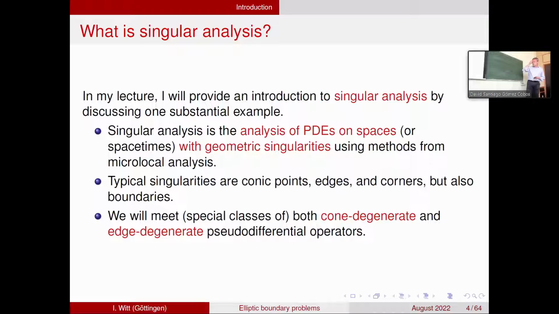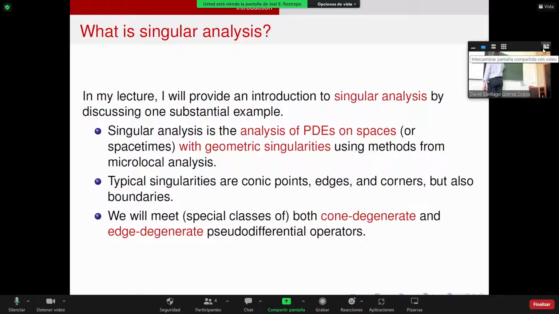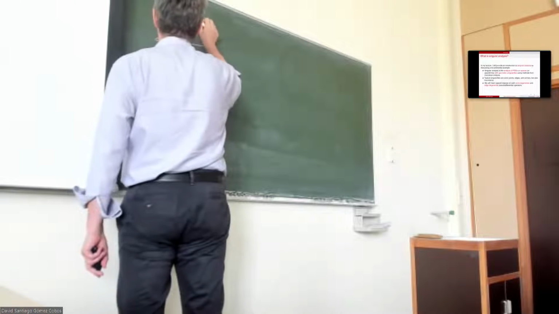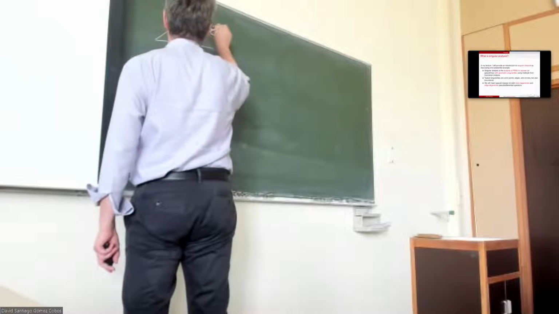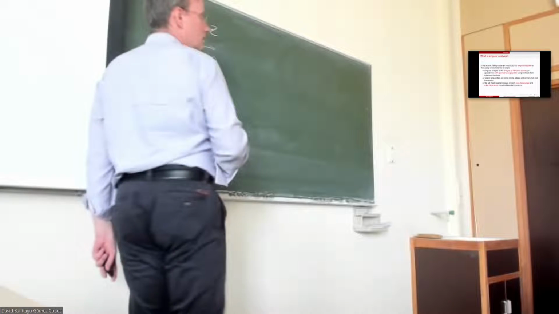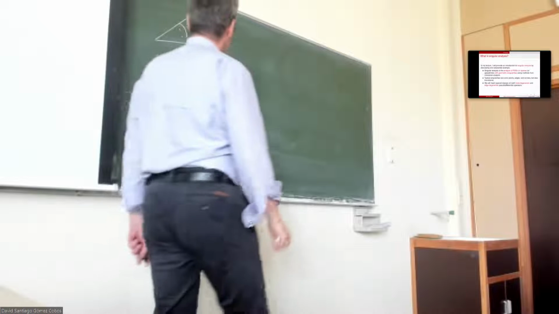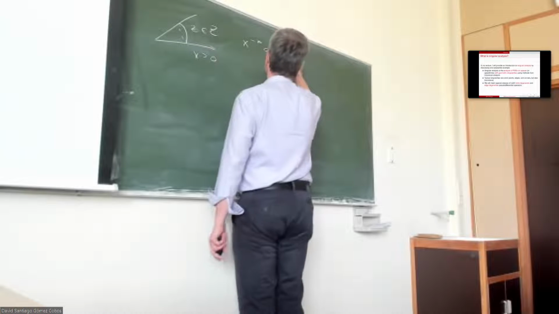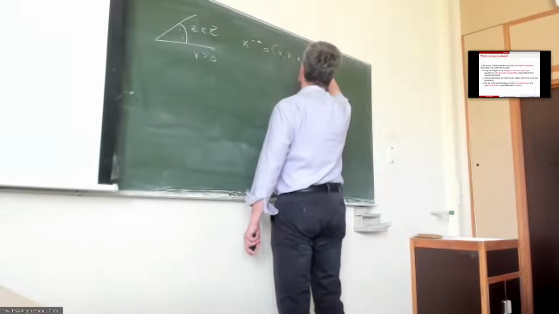Basically, a boundary you will see is a sort of an edge. And so during the course we will meet both cone-degenerate and edge-degenerate operators. So what is a cone? This is briefly explained. If you have a cone, it's something like that. We have here some closed manifold Z, and we have here the radial direction, which is a positive variable x. Then a cone-degenerate operator is of the form x to the minus m times a polynomial in x, z, x dx, and dz.